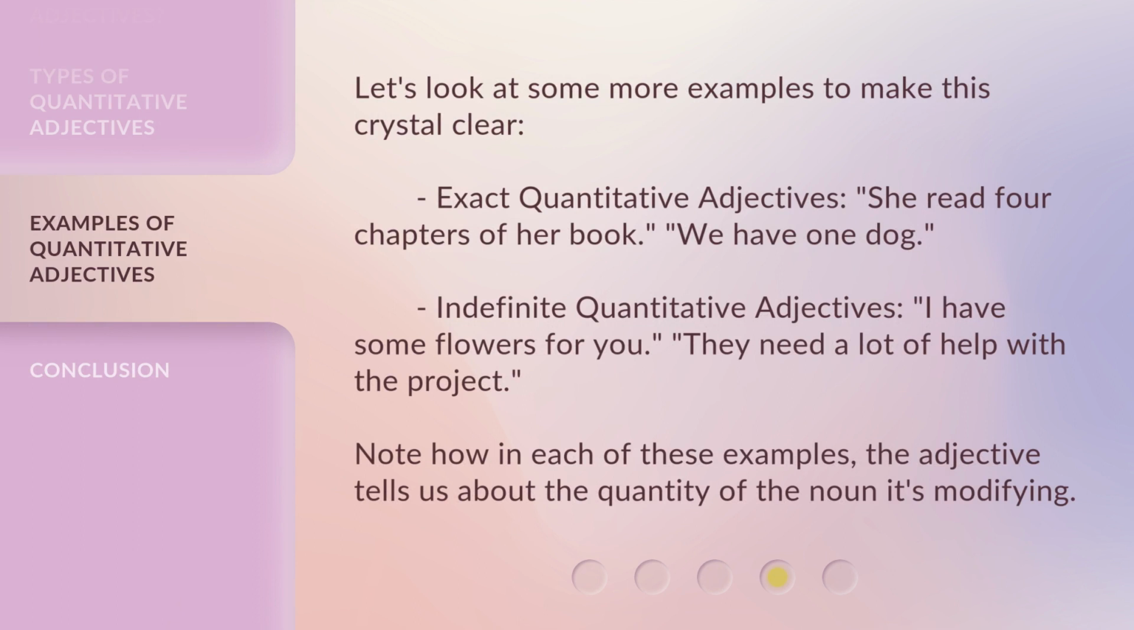Let's look at some more examples to make this crystal clear. Exact quantitative adjectives. She read 4 chapters of her book. We have 1 dog. Indefinite quantitative adjectives. I have some flowers for you. They need a lot of help with the project. Note how in each of these examples, the adjective tells us about the quantity of the noun it's modifying.